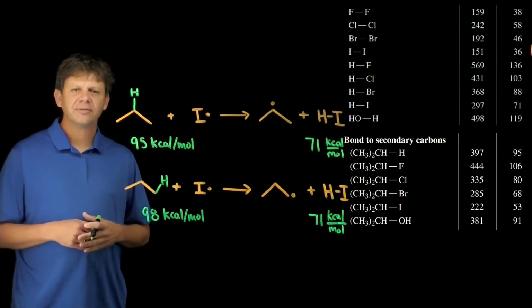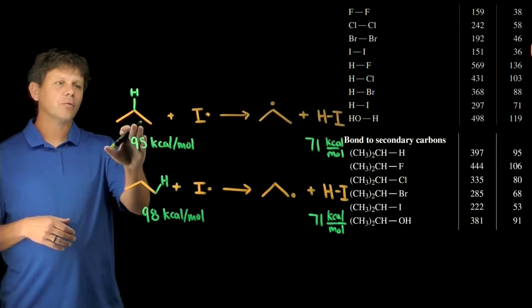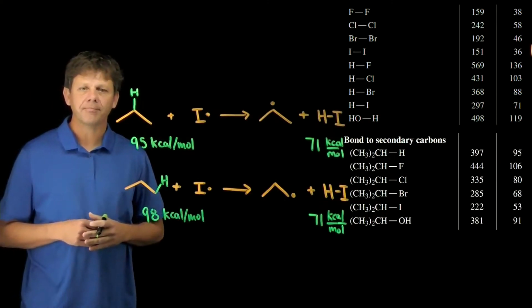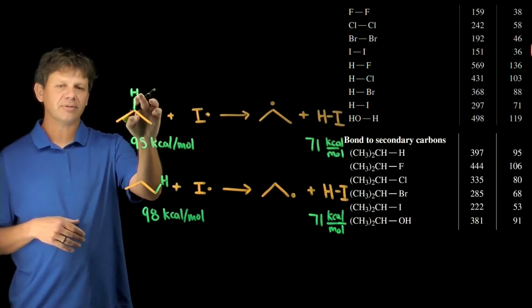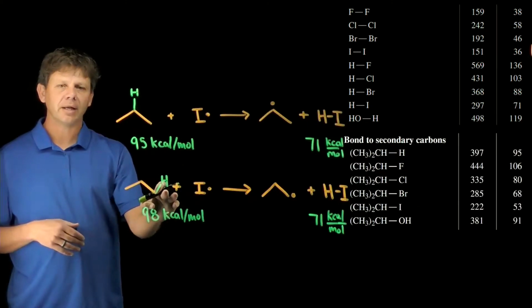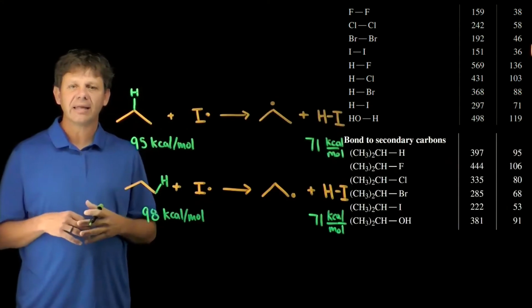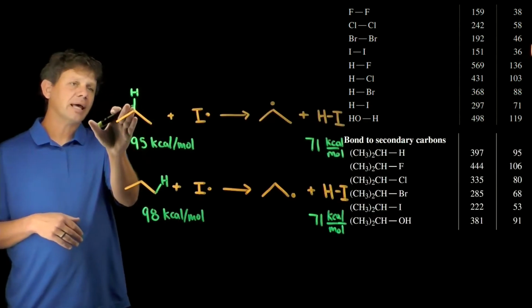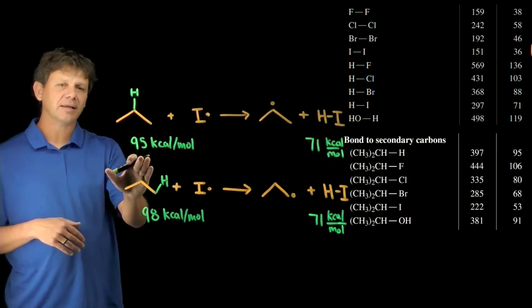This assessment asks us whether radical iodination would be selective for forming the radical of propane in the first propagation step. As a reminder, the iodine radical is going to abstract either the secondary or the primary hydrogen. To determine whether this is going to be selective or not, what we're really asking is, is it an endothermic or exothermic step? I've gone ahead and identified the secondary CH bond is 95 kilocalories per mole.